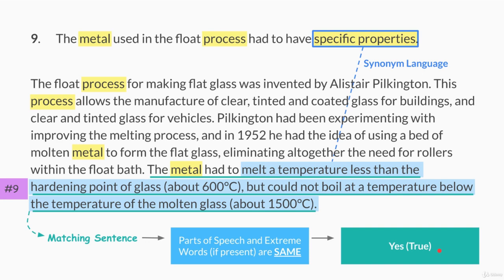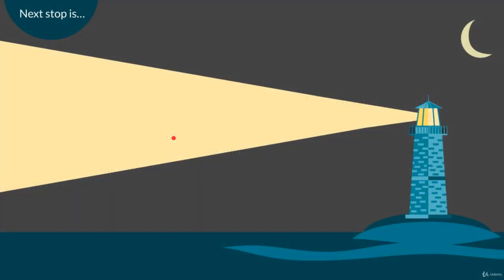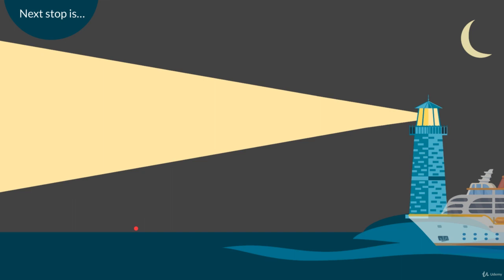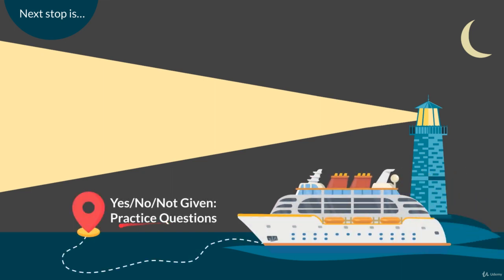So we have now answered all of our questions. You can put a number 9 next to it if you want. You might choose to do this if there are more questions in the question set. If this happens to be the last question, then you don't have to do this. Awesome. So we are now done with looking at how to answer the true, false, not given question type. And in the following videos, I want to show you practice questions in more detail.